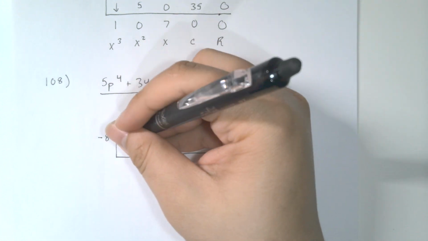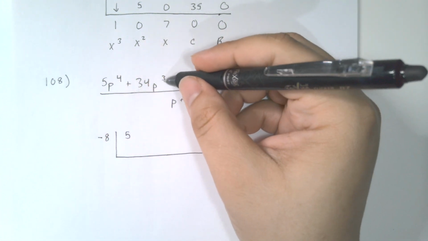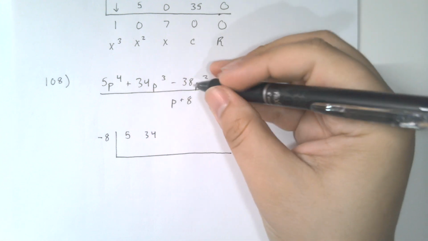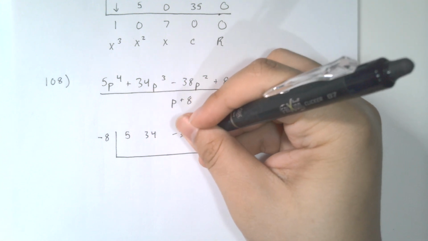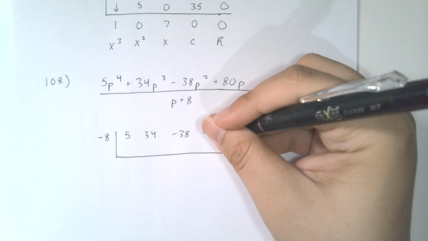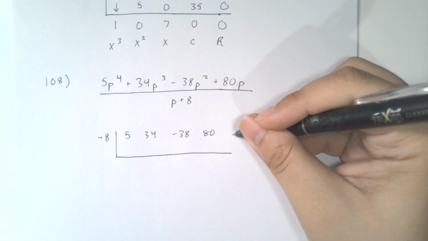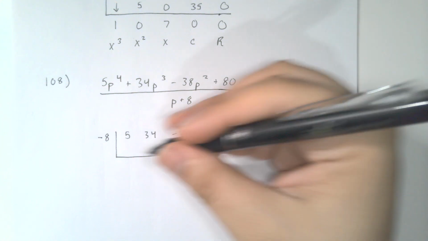And now for p to the fourth, we have 5. For p cubed, we have 34. P squared, we have negative 38. For p, we have 80. And for our constant, we have 0.